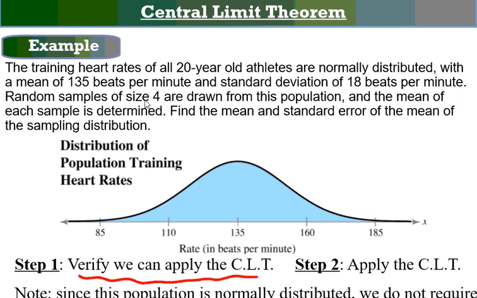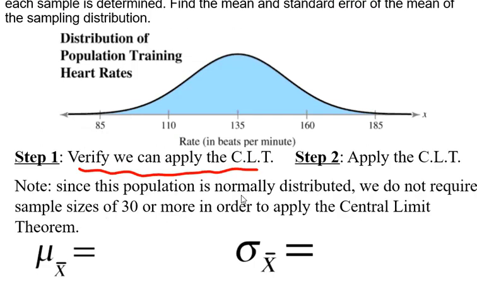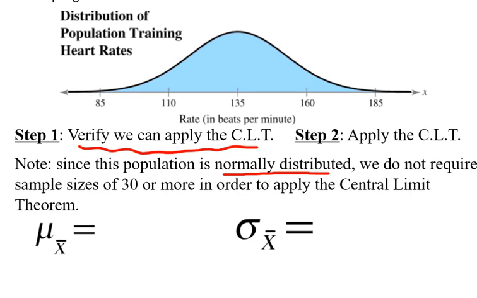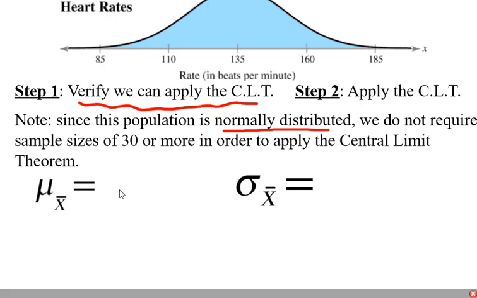If you look, we don't have samples of size at least 30, and that's okay in this case because our population is normally distributed. If we start with a normal distribution, no matter what our sample sizes are, we're always going to have a normal distribution. So since this population is normally distributed, we don't require samples of size 30 or more in order to apply the central limit theorem. The average for the distribution of sample means is going to have the same average as the population, which they said was 135.